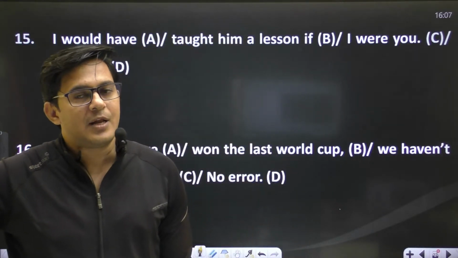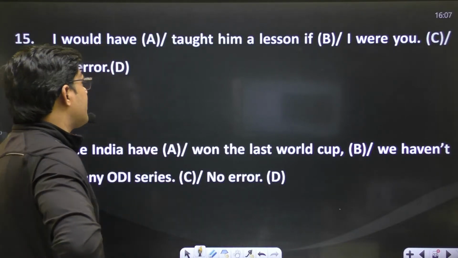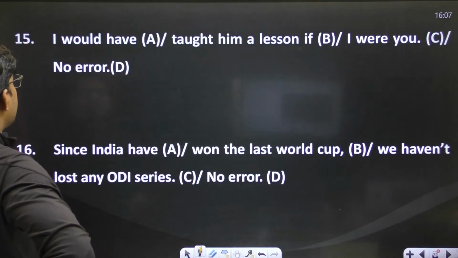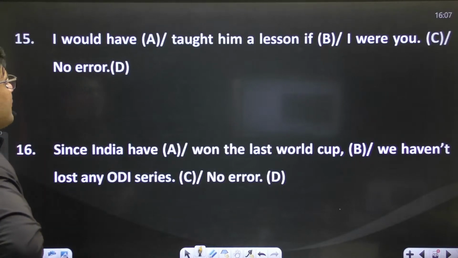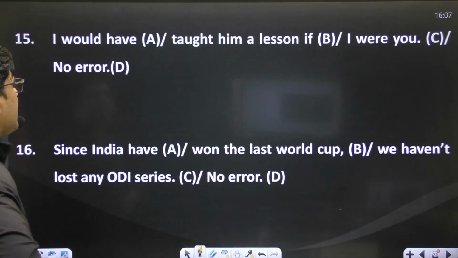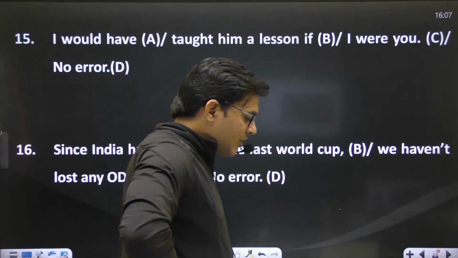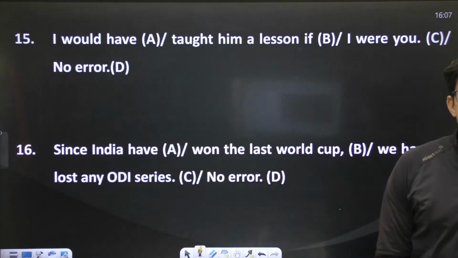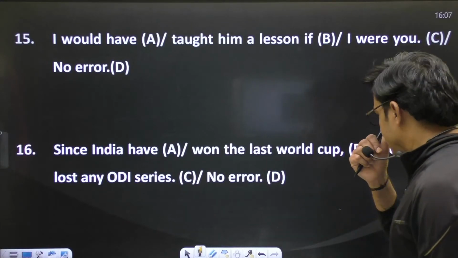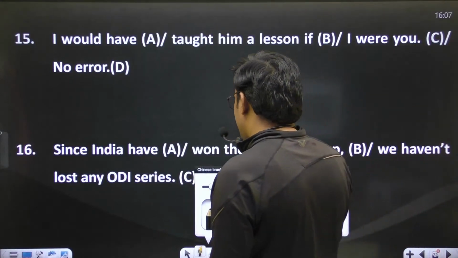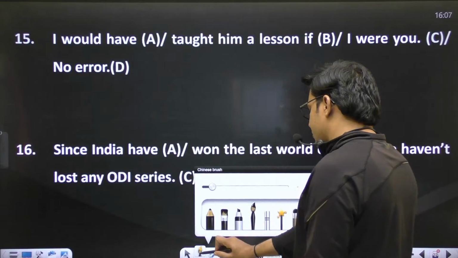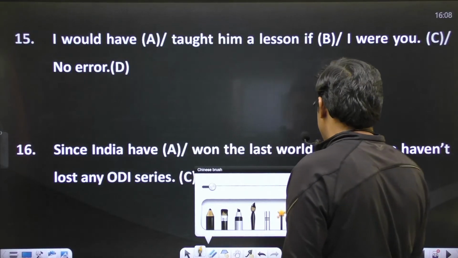Let us move to question number 15. The sentence is, I would have taught him a lesson if I were you. What do you think of this sentence? This is a concept from conditional sentences.